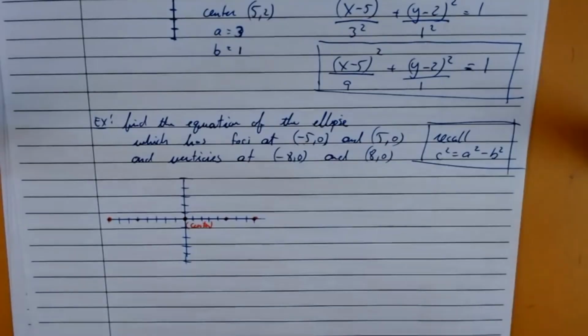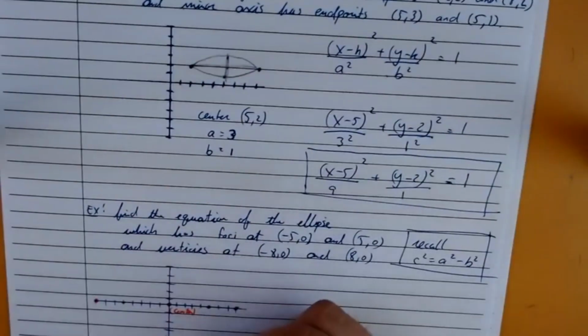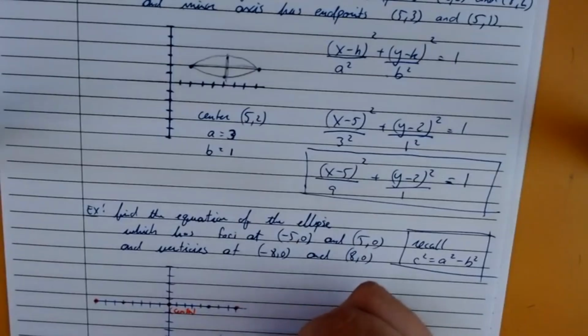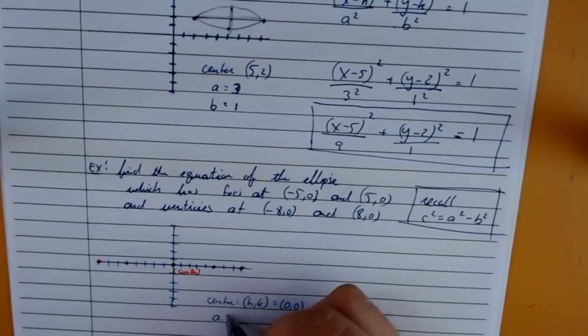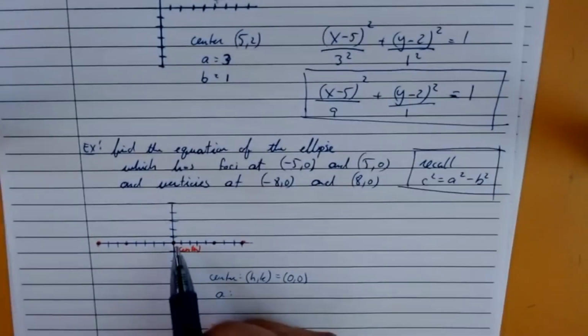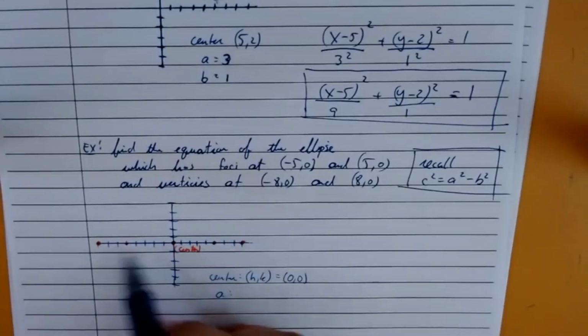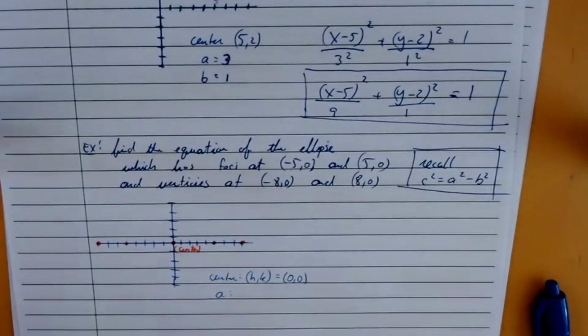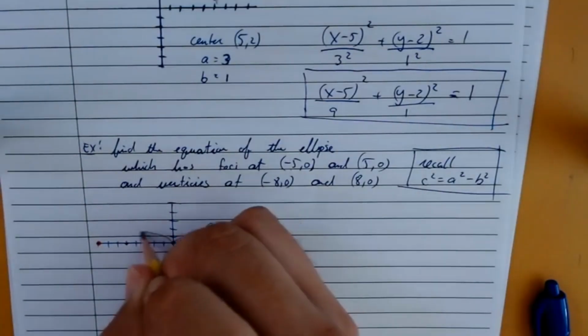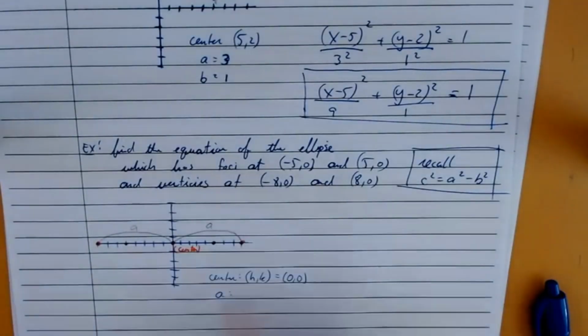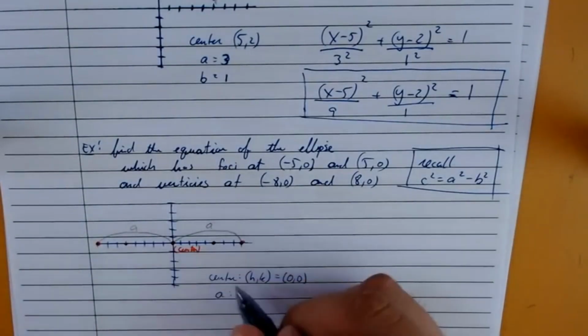Okay? So here, our h and our k, those are going to equal 0, 0. Okay. What about our value of a? Well, again, a is simply the distance from the center to either of your vertices. So here, that's 8 units. Or if you prefer, you can go this way. Either way, that's 8 units. So a has to equal 8.